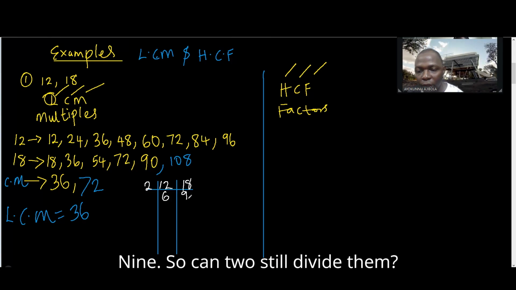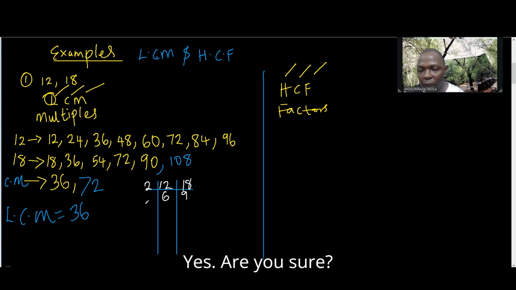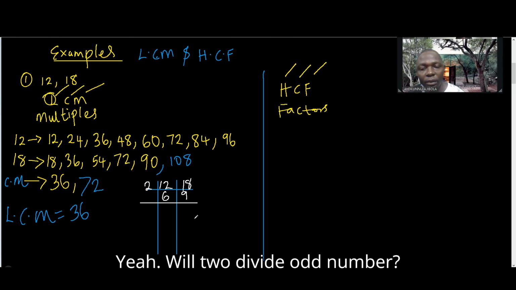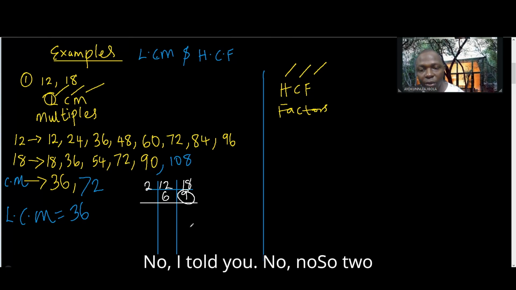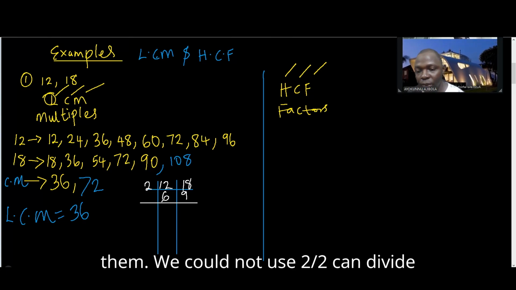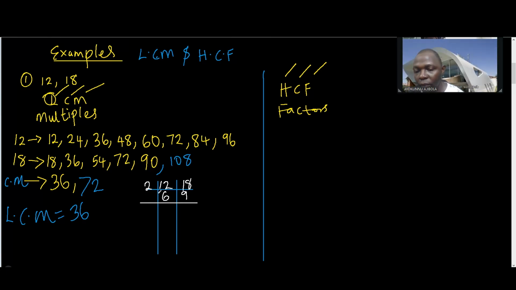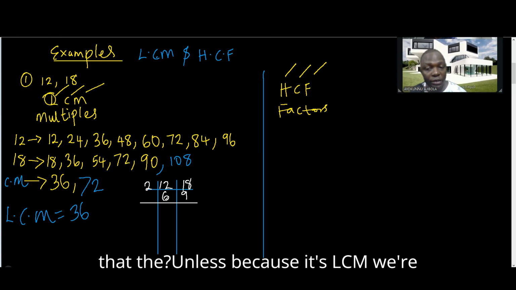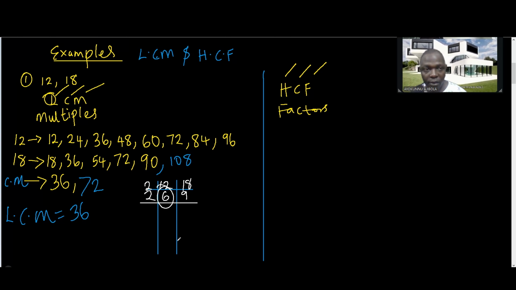So can 2 still divide them? Will 2 divide an odd number? No. So since 2 cannot divide both of them, we will not use 2. 2 can divide this, but it cannot divide this, so we will not use 2. We will use 3 first. Unless, because it's LCM we're looking for, we can use 2 just to divide only 1.